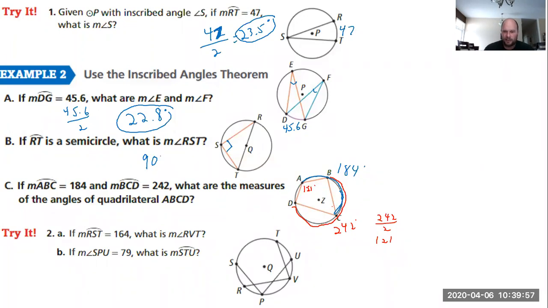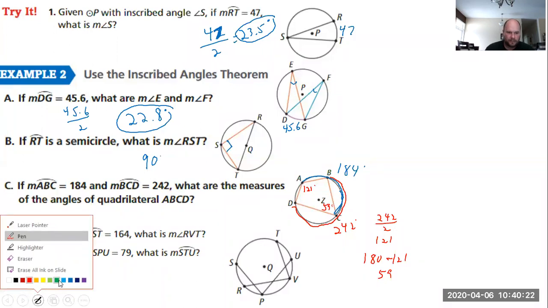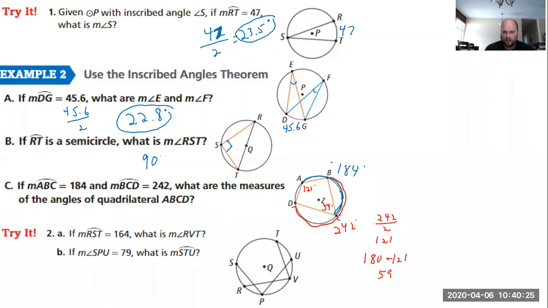And then the 121 and this angle, those two together have to be 180 degrees. So if I take the 180 and subtract the 121, that'll leave me with 59. So this angle is 59 degrees. Then we have, for the other one, let's do that in blue. So we have 184 for this entire arc. So again, 184 divided by 2. That's going to give us 92. So this angle is 92 degrees.